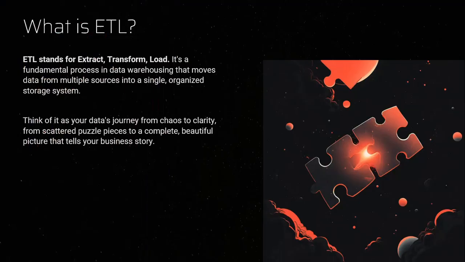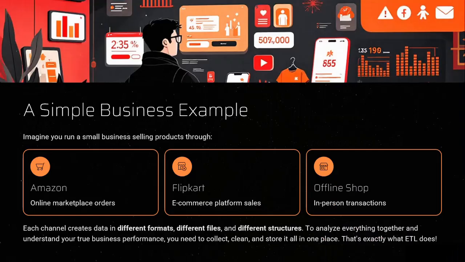So let us go. What is ETL? ETL stands for Extract, Transform and Load. It is a process used in data warehousing to move data from multiple sources into a single organized storage. Let us take an example. Imagine you run a small business. Your sales come from Amazon, Flipkart or maybe any online or offline shop. All these create data, but in different formats, different files, different structures. To analyze everything together, you must collect, clean and store it in one place. That's exactly what ETL does.